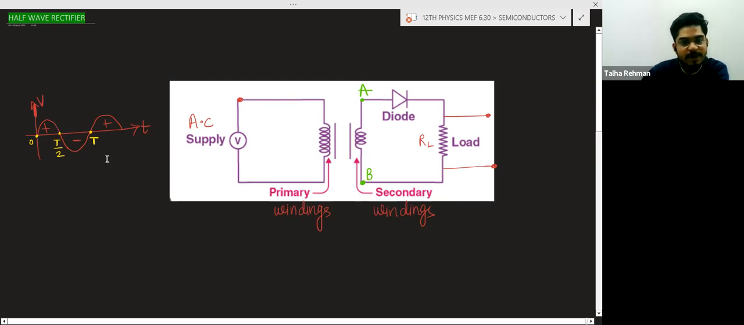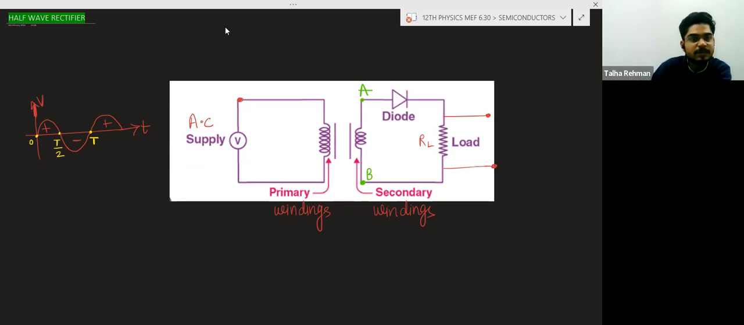So during the positive half cycle, suppose at any instant, this point of the wire is positive.